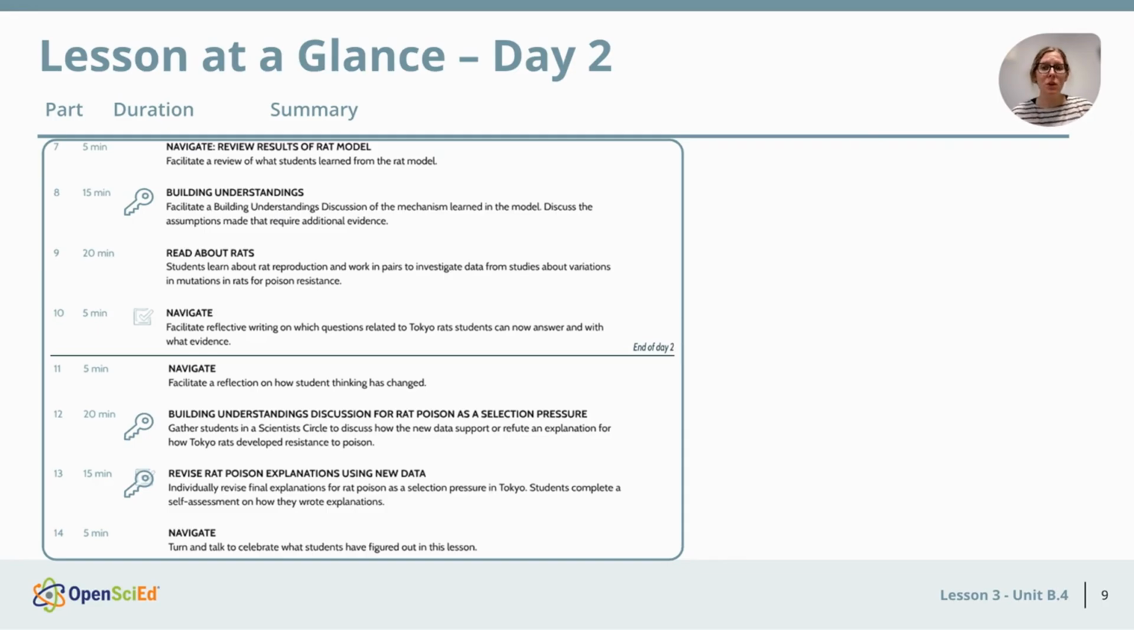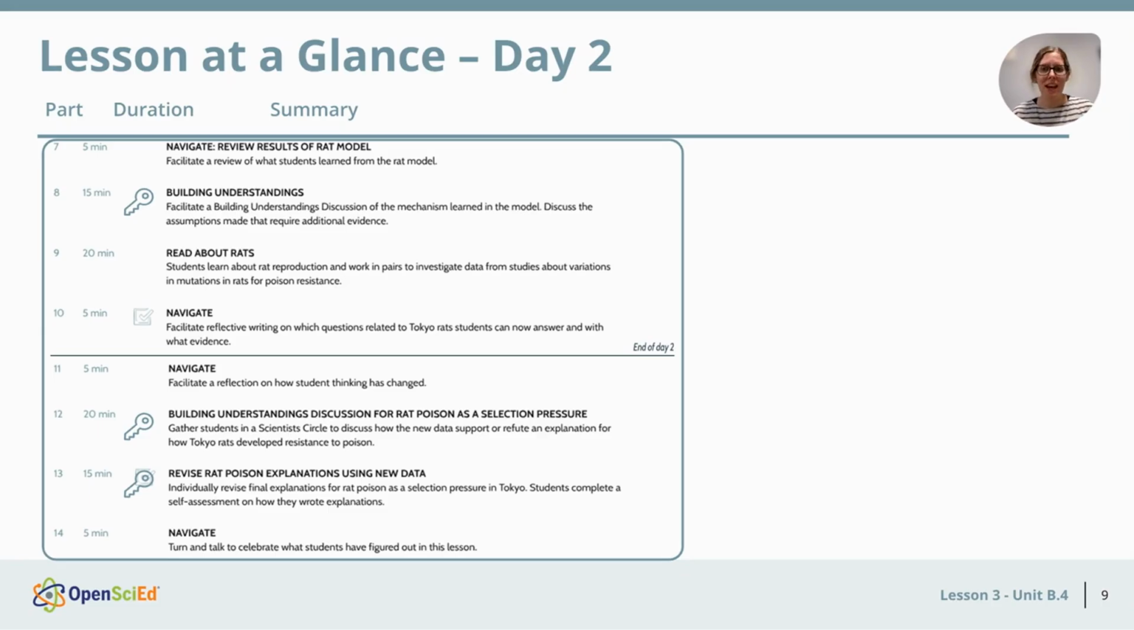Sense-making loop 2, which will take place over day 2 and day 3, we're going to review the results of the rat model, discuss what we learned from it. Then we're going to have our first building understanding discussion about the mechanisms that are used in the model and any assumptions that we have. We're going to then read about rats, rat reproduction, and the different variations and mutations for poison resistance that are found in Europe. And then we will have a quick reflective writing.